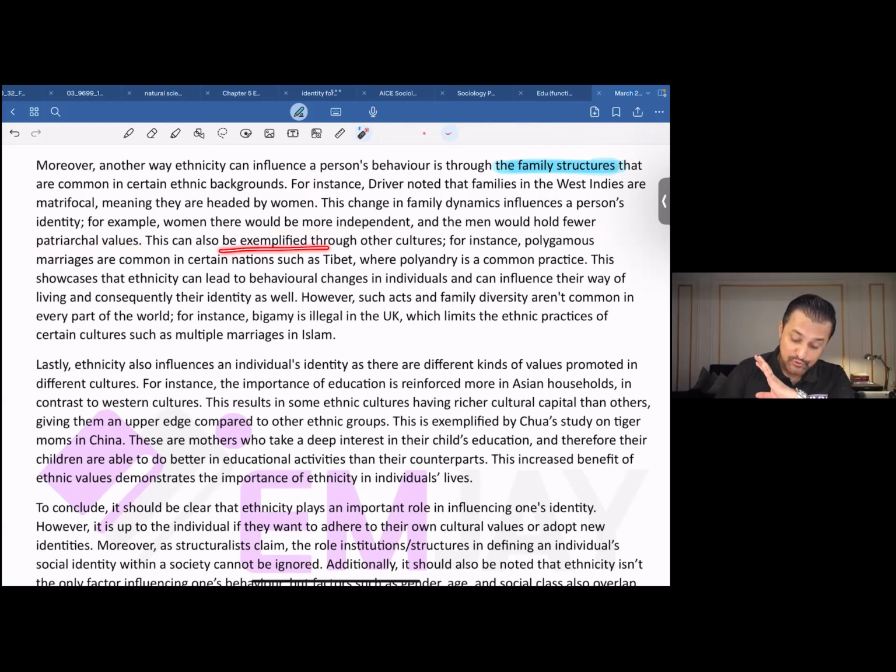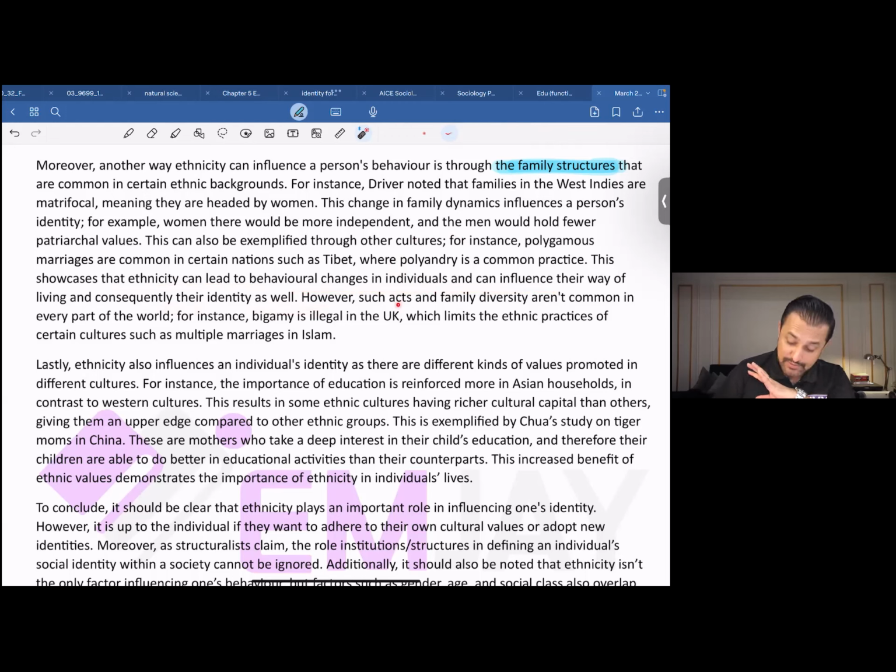This can also be exemplified through other cultures. For instance, polygamous marriages are common in certain nations such as Tibet, where polyandry is a common practice. What is polyandry? Polyandry is one woman marrying many men, right? So one woman, many husbands, we refer to that as polyandry, and one man, many wives, we refer to that as polygamy. So this showcases that ethnicity can lead to a behavioral change in individuals and can influence their way of living and consequently their identity as well.